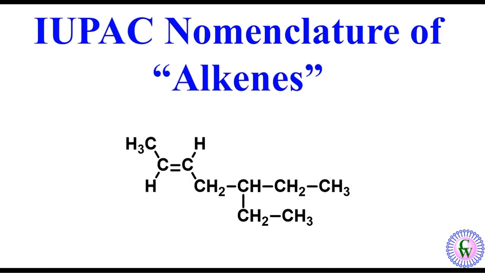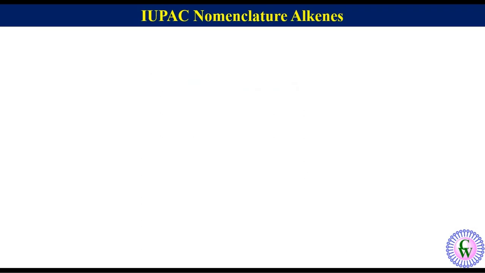In this video we are going to discuss IUPAC nomenclature of alkenes. There are several common points between IUPAC nomenclature of alkanes and alkenes. We will not be discussing those common points in this lecture. In this video we will discuss only points which are specific to alkenes. These are the following steps involved in IUPAC naming of alkenes.